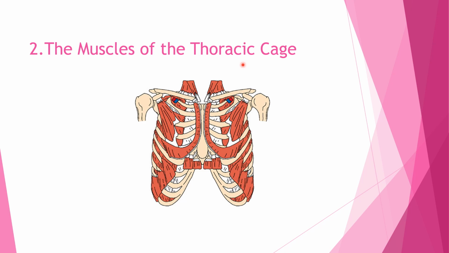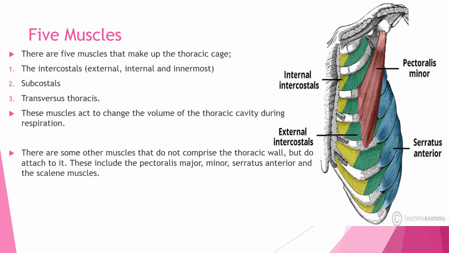The second muscles of respiration are the muscles of the thoracic cage. This picture shows the entire muscles of the thoracic cage. There are 5 muscles that constitute the thoracic cage. They are the intercostals, which are 3 in number, the subcostals and the transversus thoracis. These muscles act to change the volume of the thoracic cavity during respiration.